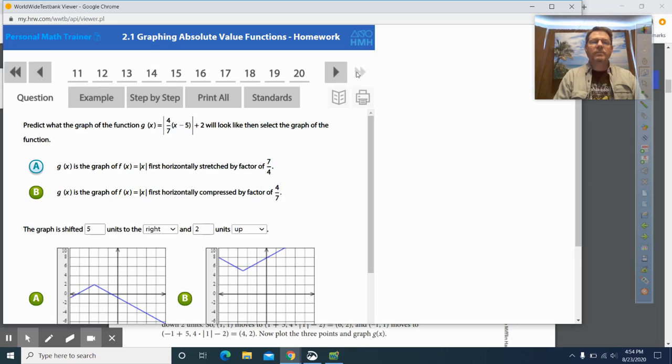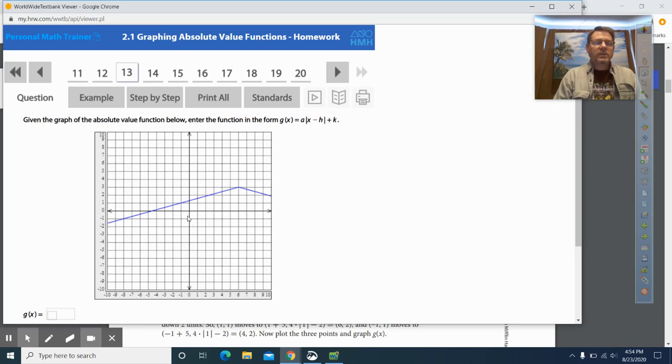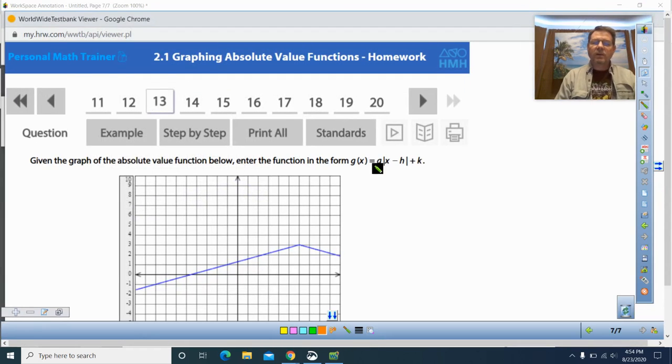Let's go over to 13. All right, 13. Now this one's a little different. We're trying to write an equation from the picture. So what do you need to write an equation? You need the A value, the H value, the K. So you need the vertex and then the A, which actually controls the shape. Those are the three things you need to write a model, or an equation, right?